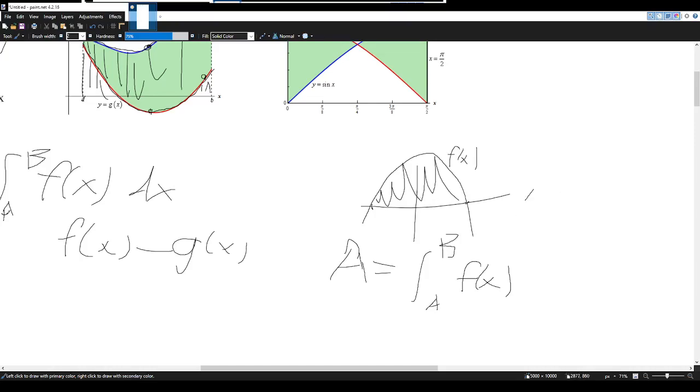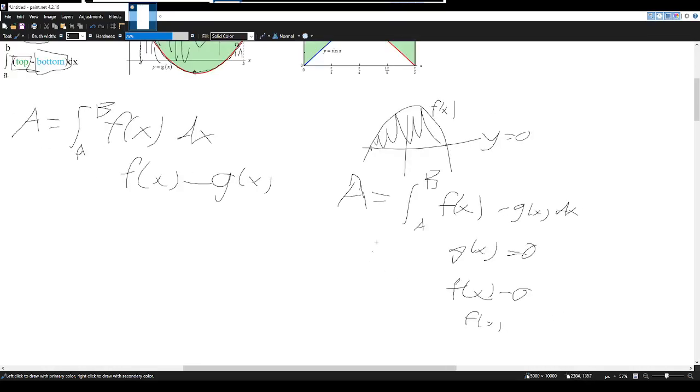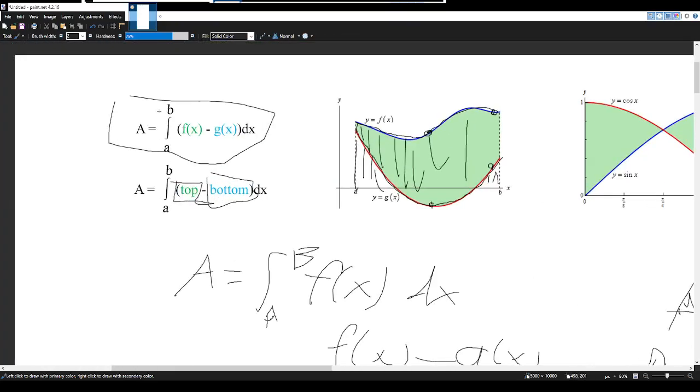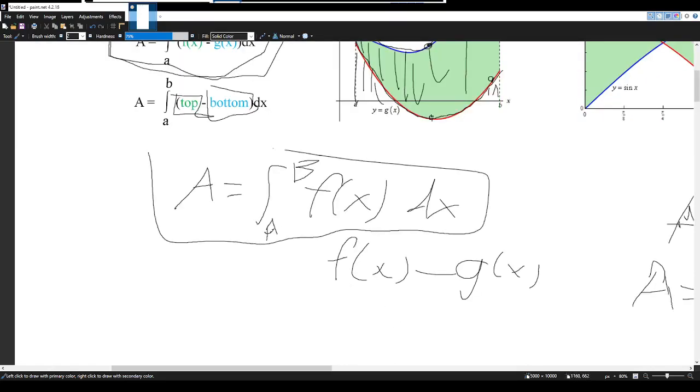Well, the x-axis is just y equals 0. So really, we're doing f of x minus g of x, but g of x is just 0. So we're basically saying f of x minus 0, or just f of x, which makes sense, right? That means that this formula, in a very specific case where g of x is just y equals 0, can be turned into this formula.